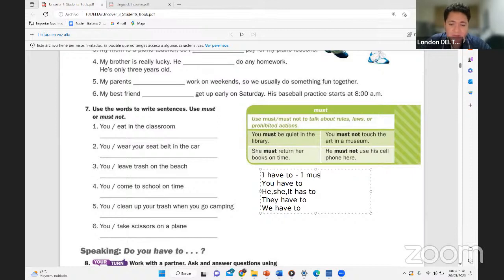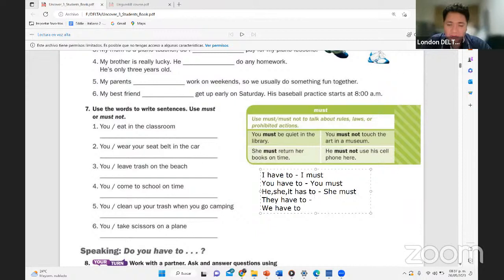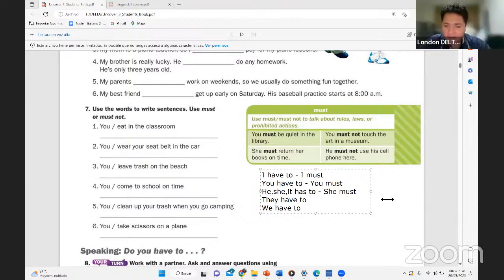¿Qué dirías? I must. Eso sí, recuerden que con must no vamos a utilizar el to. Ok, must no lleva to. Entonces, bueno, seguimos aquí. You must. Teacher, ¿y el verbo en qué forma va? Después de have to o de must. De ambos. Va en forma base. Siempre va en forma base.